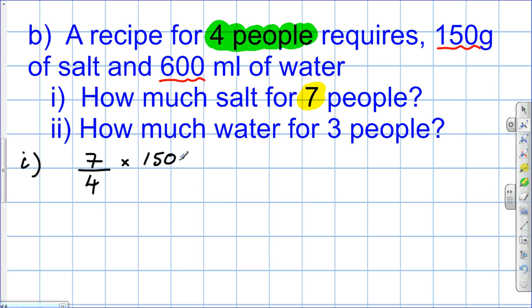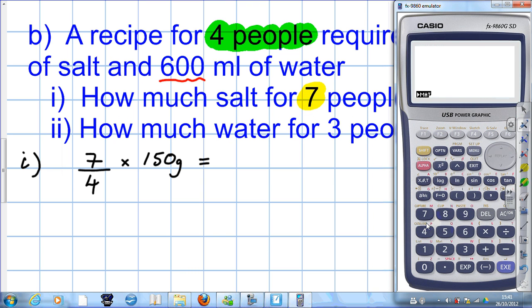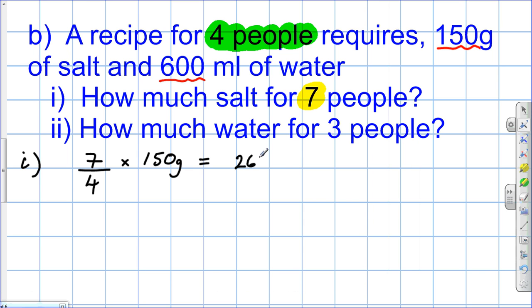We'll start putting the units in. Get the calculator out. Clear what you had from your previous one. So it's 7 over 4 times 150 equals. Now it's given as an improper fraction. We'll convert that to a decimal by using the fraction to decimal button. 262.5, and the units are grams. Part 2.